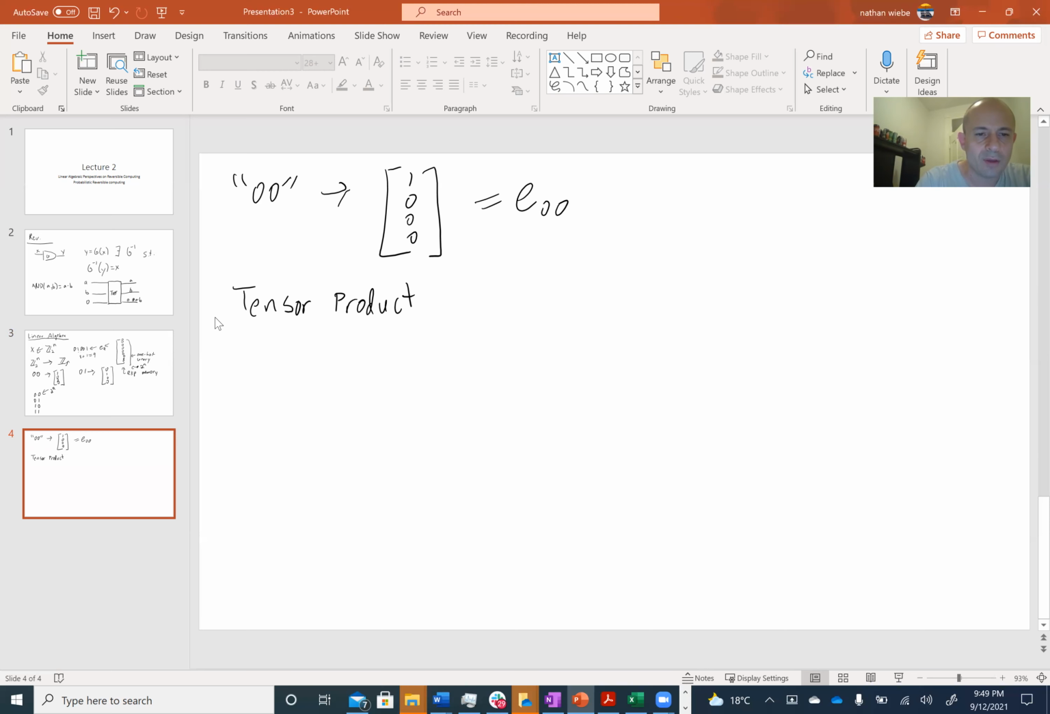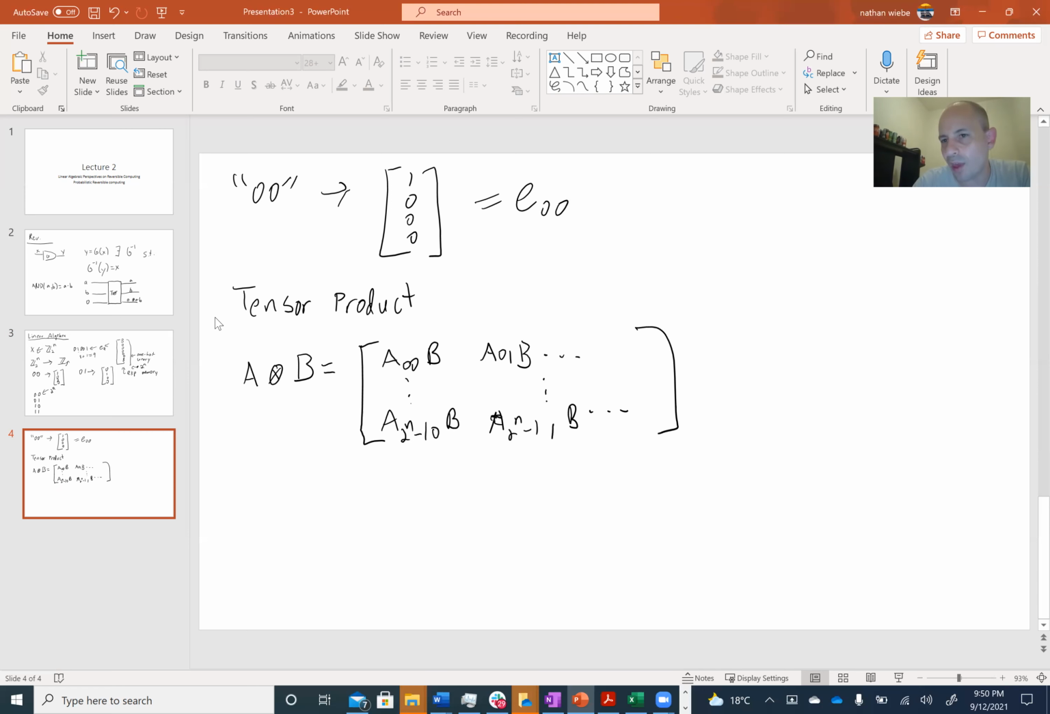So the tensor product, at least when you're thinking about it in this sense, is defined in the following way. The tensor product between two matrices, A tensor B, is equal to a block matrix. And this block matrix is of the form A00B, A01B, so on and so forth, going all the way down to A_(2^n - 1),0 B, A_(2^n - 1),1 B, so on and so forth. Okay, so this is how the tensor product goes.